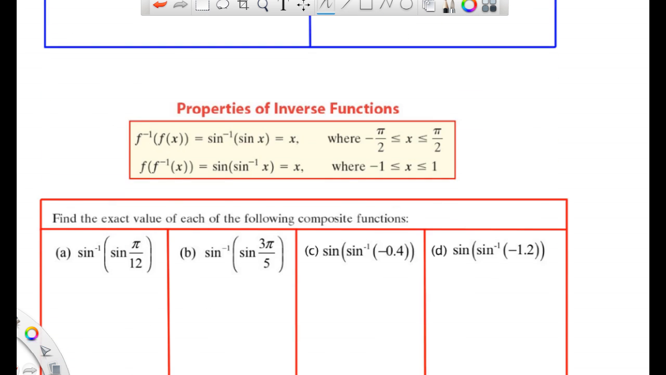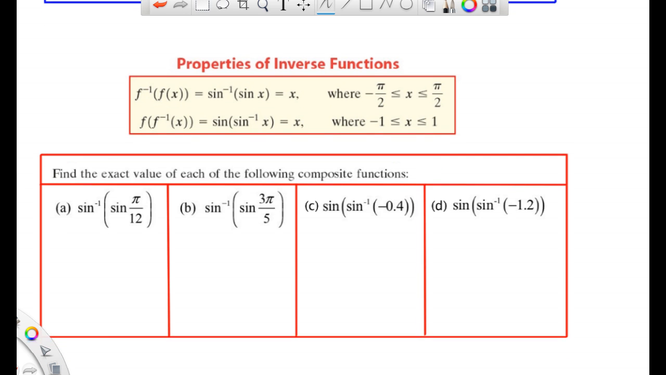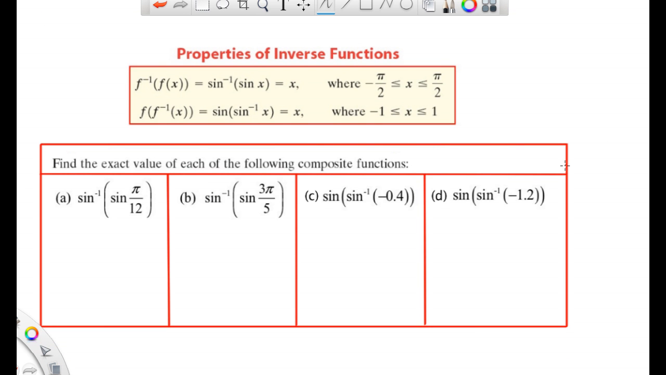Alright, then here is a little chunk that deals with some of the properties. This says that if you take the inverse of the original, you should get x back, and vice versa.